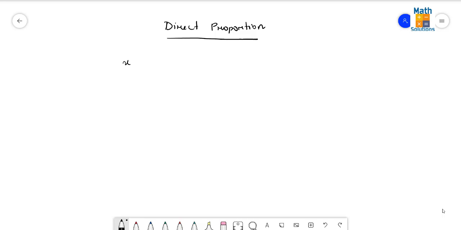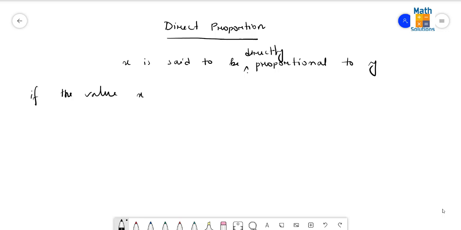X is said to be proportional to Y. Here it should be directly proportional to Y if the value of X increases, then the value of Y also increases.